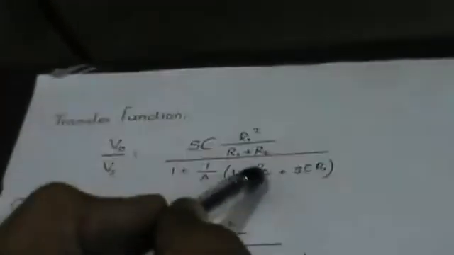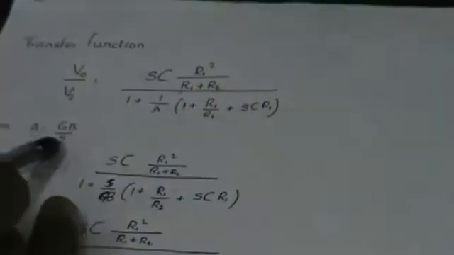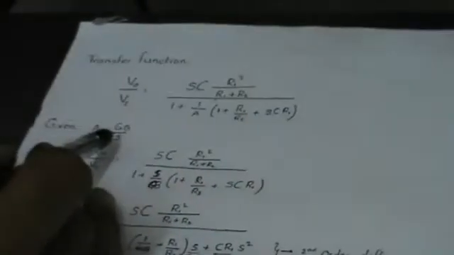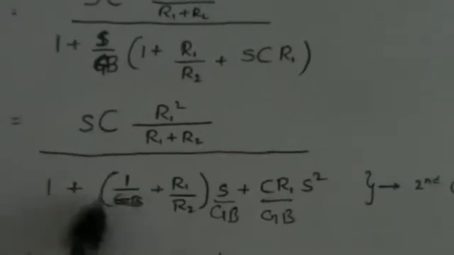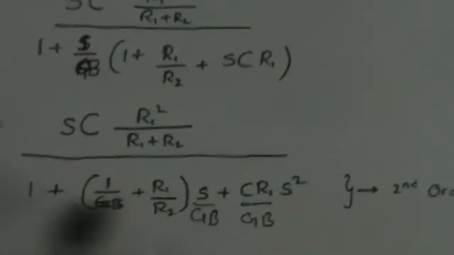Here we have the transfer function as sC R1 squared by R1 plus R2, divided by 1 plus 1 by A into 1 plus R1 by R2 plus sCR1. Here A is the open loop gain or the differential gain of the op amp, which is also equal to GB by s, where GB is the gain bandwidth product. Now when we substitute this GB by s in the above transfer function, we get the equation as this: sC R1 squared by R1 plus R2, divided by 1 plus (1 plus R1 by R2) into s by GB plus CR1 s squared by GB.